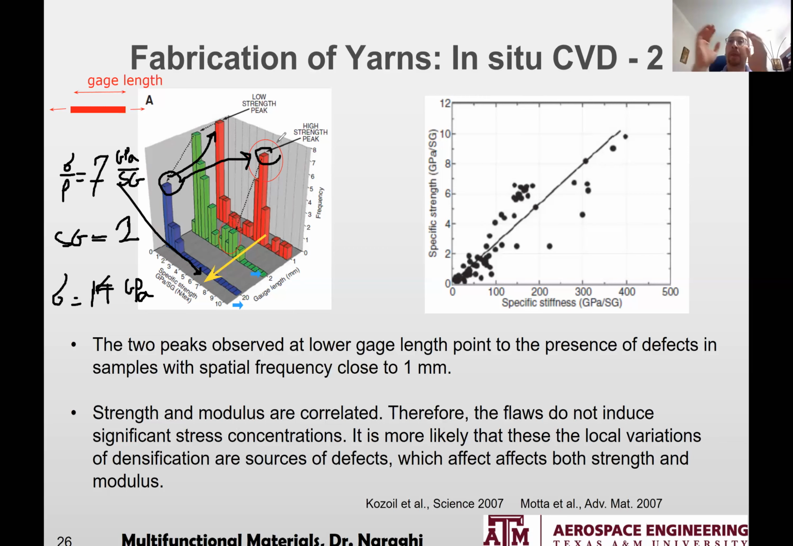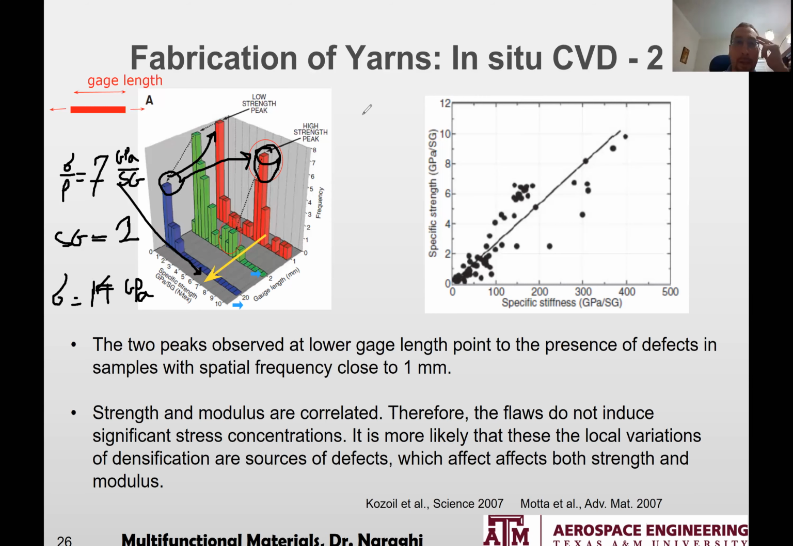That means that with this experiment, what they mean is that there are certain defects in the material that reduce the strength. But the fact that I see a much higher strength at 1 millimeter gauge length here means those defects on average are more than 1 millimeter apart from each other, so that when I take a 1 millimeter gauge length, there's a chance that I don't see those defects.